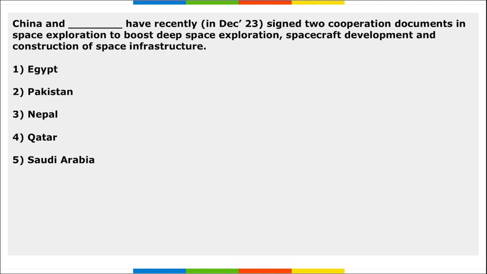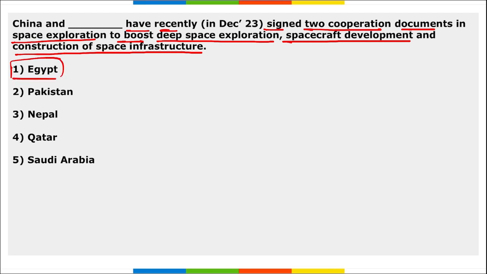Next. China and Egypt have recently signed 2 cooperation documents in space exploration to boost deep space exploration, spacecraft development and construction of space infrastructure. So China along with Egypt have recently signed 2 cooperation documents. This is basically to explore deep space and to develop various spacecraft and also to work together in space exploration, right? They will be developing various infrastructure also for the same. So it was between CNSA and EGSA.